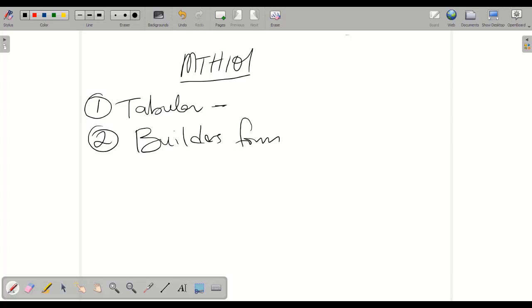Now when we say tabular form, what do we mean? It's the basic form. The basic form meaning I can say A is equal to 2, 4, 6, 8. Now this form is known as the tabular form.